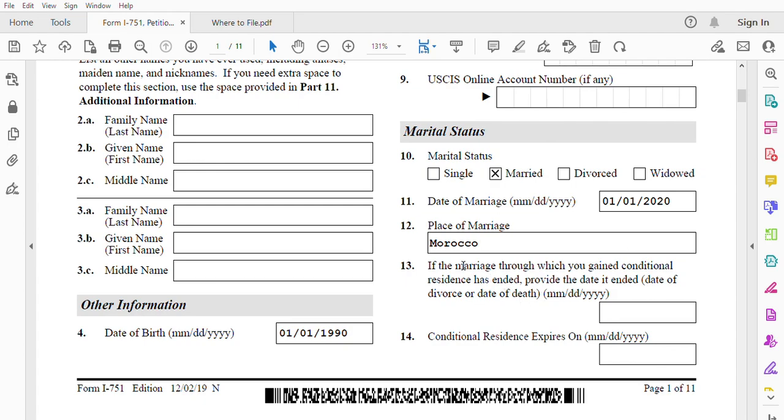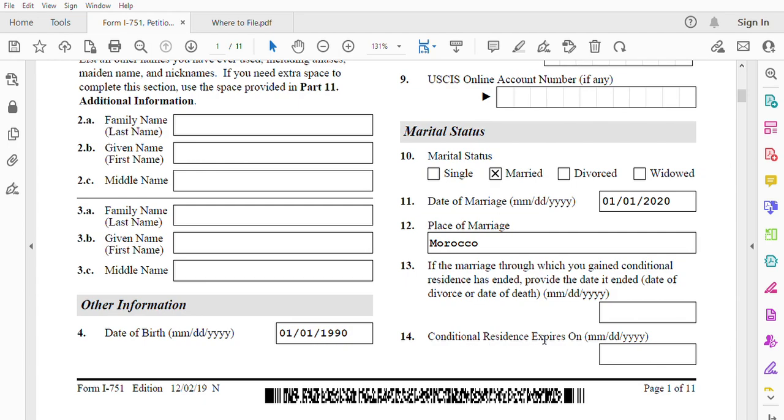And if the marriage through which you gained conditional residence has ended, provide the date it ended. If you got divorced or your spouse died, you can enter it right here. In my case, it's NA. Sometimes the PDF does not let you put NA over here because it assumes a date. But when you print it, I would like you to put NA instead. Just leave it blank for this one at least. The other one is okay, but for this one, we must put NA.